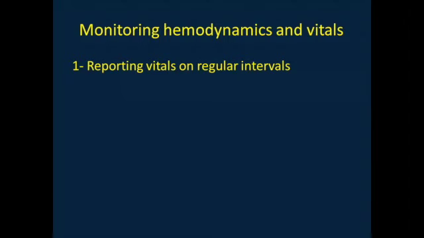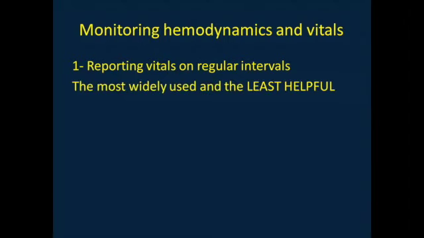Monitoring hemodynamics and vital signs at the bedside can be in multiple forms. It can be reporting vitals at regular intervals. That's most widely used and unfortunately the least helpful at the bedside. So the physician or the bedside nurse will report the heart rate, blood pressure at certain intervals, like every 30 minutes, every 1 hour, and then detect the trend. That's the least helpful way of assessment of hemodynamics.